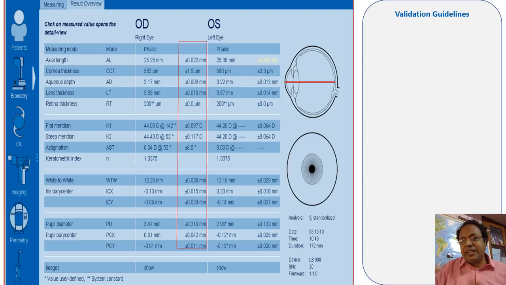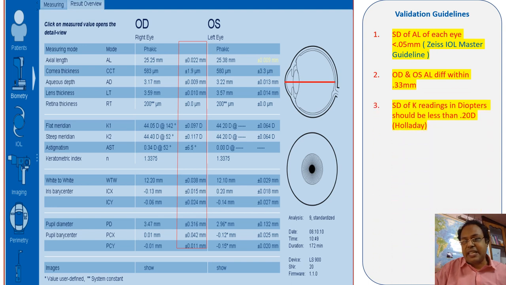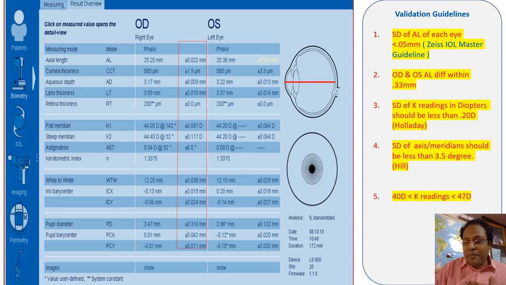So what are the standard deviations? These are basically my validation guidelines for the standard deviations. Quite a bit of it I have already covered. One of the things I would like to draw your attention to, from my own experience, is the standard deviation of the axis, which should always be 3.5 degrees or less.